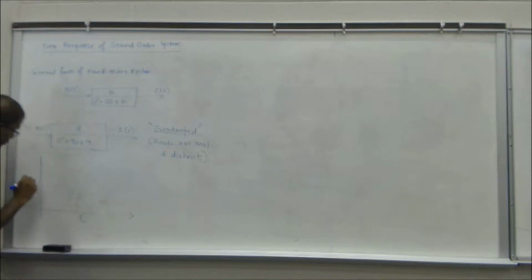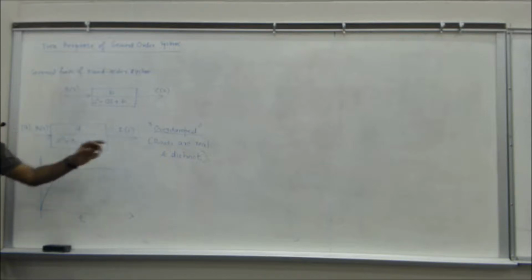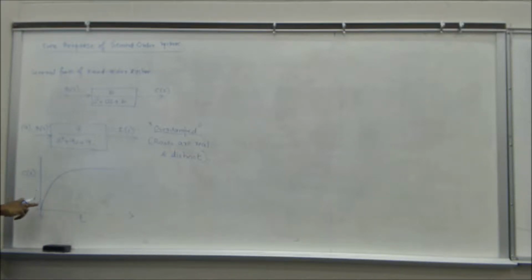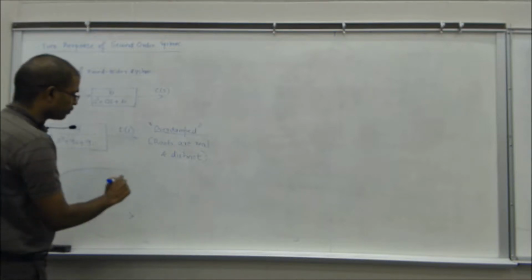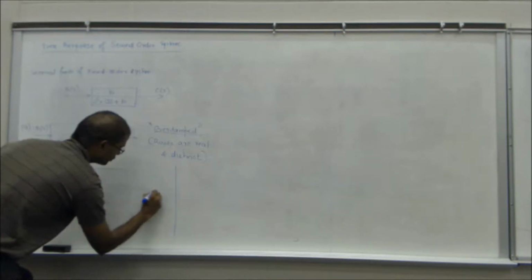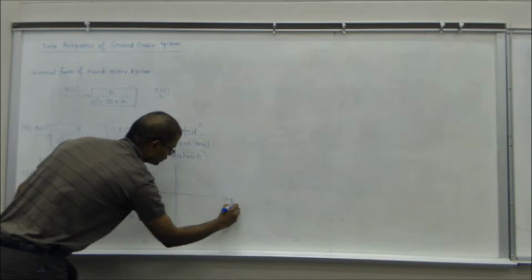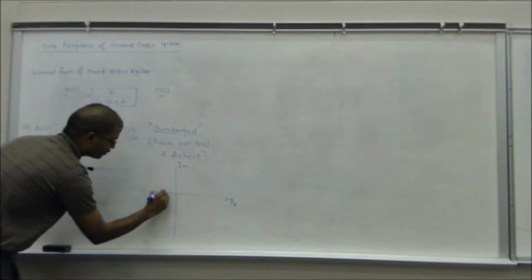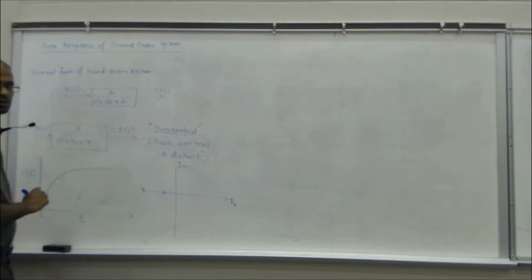Okay, we have T plotted against C of T. Response looks something like this. It's an over-damped system. So you have to relate three things. First, roots are real and distinct. Then, if roots are real and distinct, you know the system is an over-damped system. And the over-damp you can make out from the response. If you plot them on an S-plane, real, imaginary, what you're going to see is one of them is going to be here and the other one is going to be here. Okay.